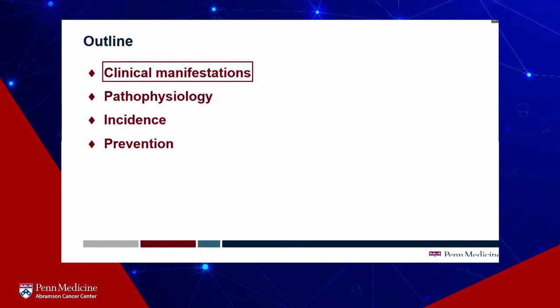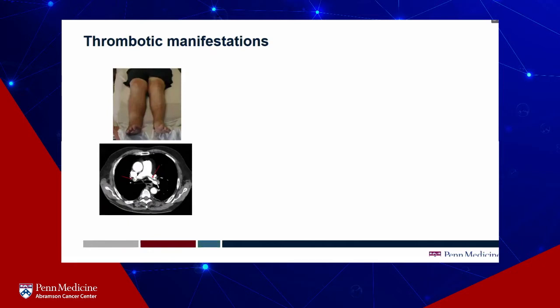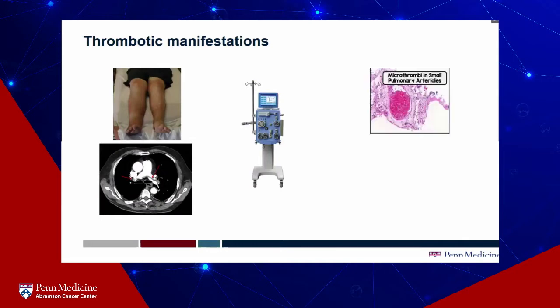So let's begin with clinical manifestations. The thrombotic manifestations of COVID-19 are actually quite diverse. Most commonly, we see lower extremity deep vein thrombosis and pulmonary embolism. In patients in the intensive care unit who are hooked up to circuits such as renal replacement therapy or extracorporeal membrane oxygenation, we see very high rates of extracorporeal circuit occlusion.